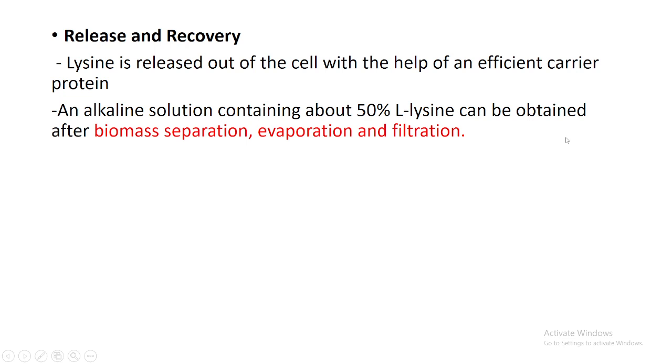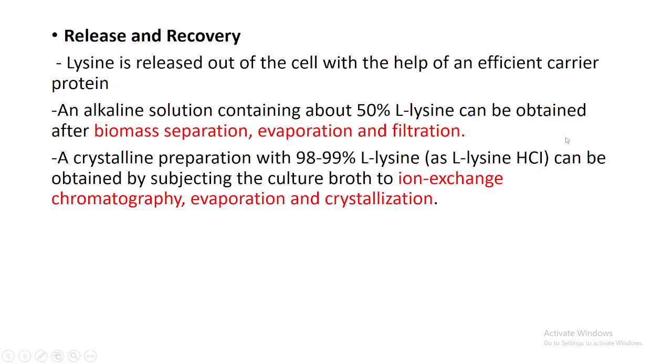In order to produce a 50% pure L-lysine solution, after the process is completed, the cell biomass can be separated from the solution, and then whatever solution you have, you can evaporate it to reduce the water content and filtrate it to remove impurities. This way you can get 50% pure lysine. And to get 98 to 99% pure lysine, you'll have to perform ion exchange chromatography, which selects the amino acid lysine, elute lysine in the pure form, then evaporate off whatever water content is there, and finally crystallize it.